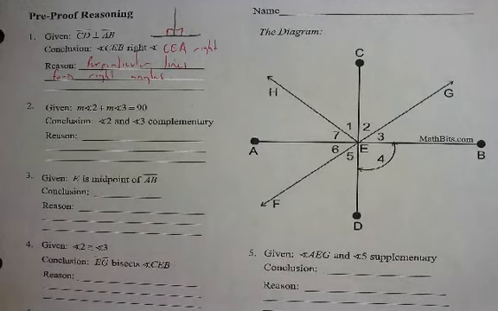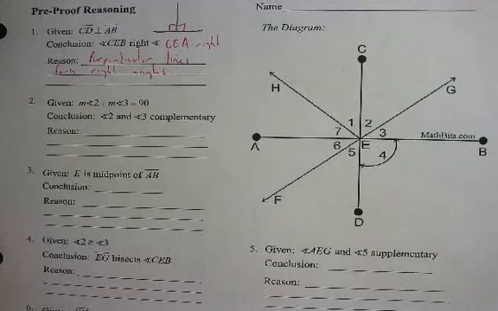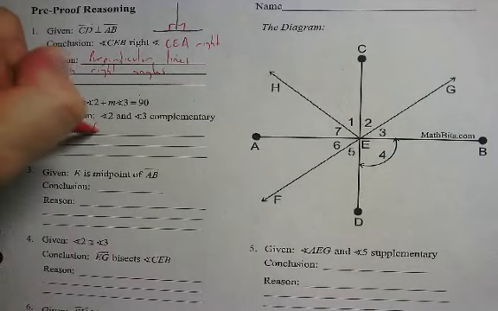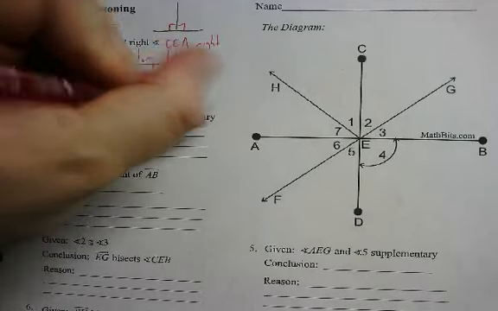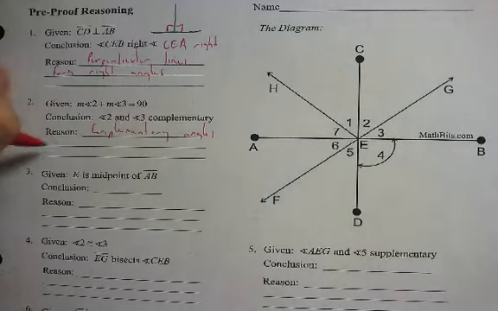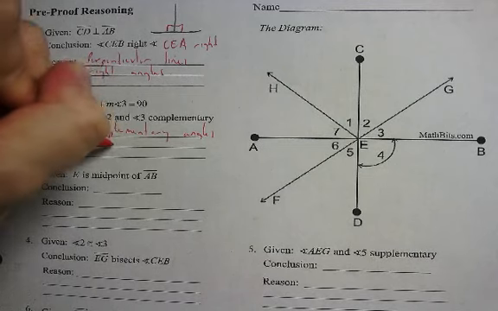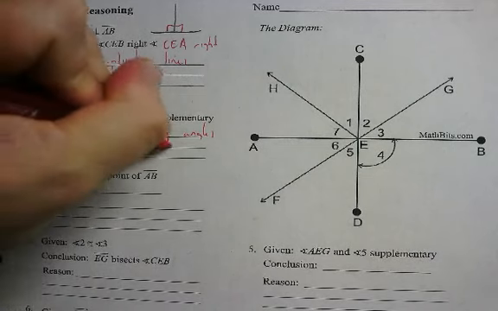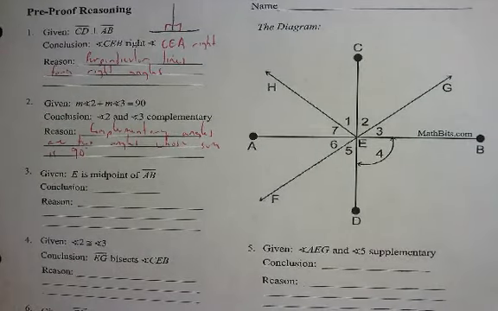Number 2, given the measure of angle 2 and the measure of angle 3 equal 90, the conclusion that can be made is that angles 2 and 3 are complementary. Okay, and the reason for that would be complementary angles are two angles whose sum is 90 degrees.